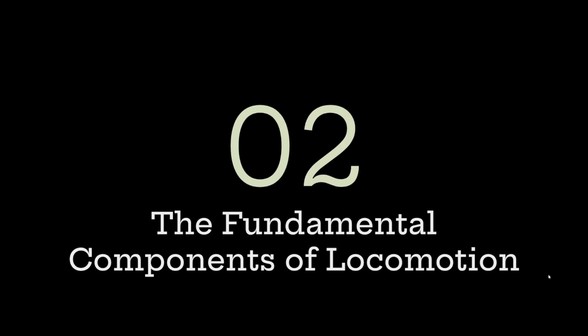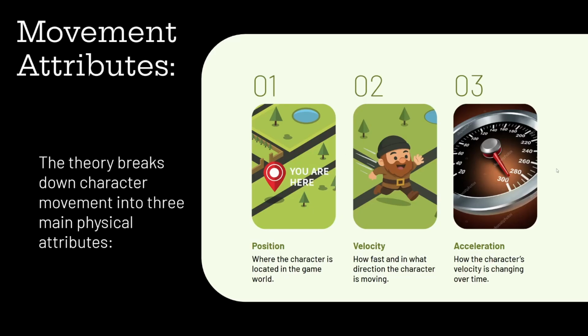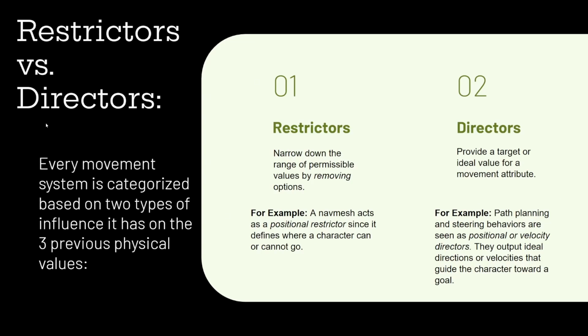So here are the fundamental components of locomotion. You heard me say them a second ago, but we're going to break them down in some more detail. First up are the movement attributes. The unified locomotion theory breaks down character movement into three main physical attributes. First up is position, that's where the character is located in the world right now. Next up is velocity, that's how fast they're going, or the direction they are actually traveling in. And lastly is acceleration, how their velocity is changing over time. And we use these three movement attributes with our restrictors and directors.